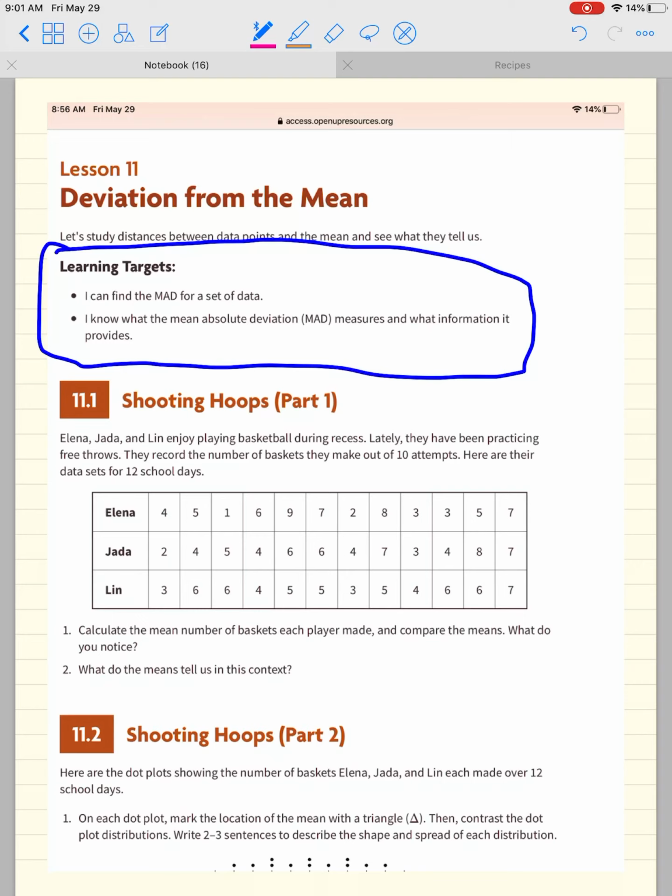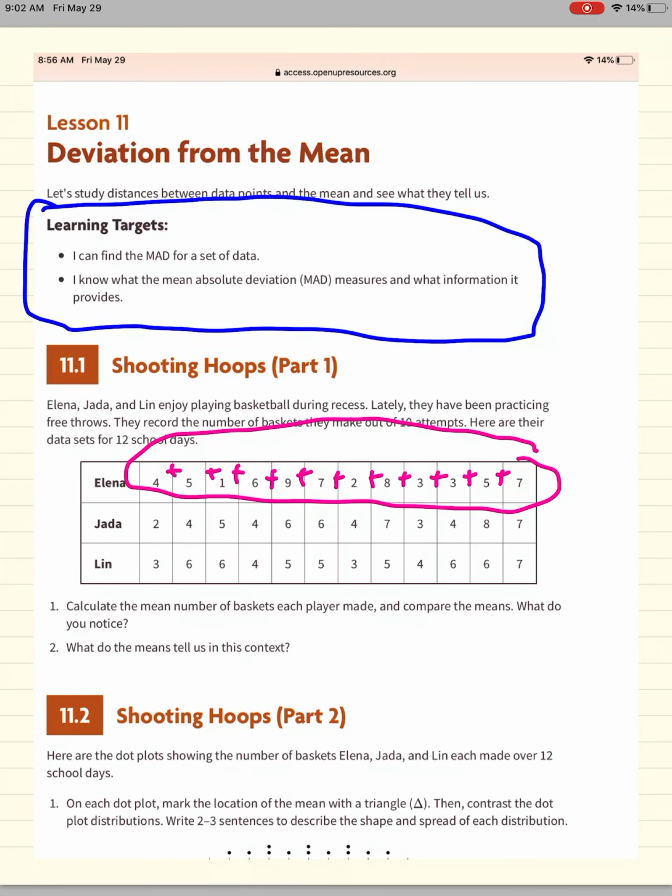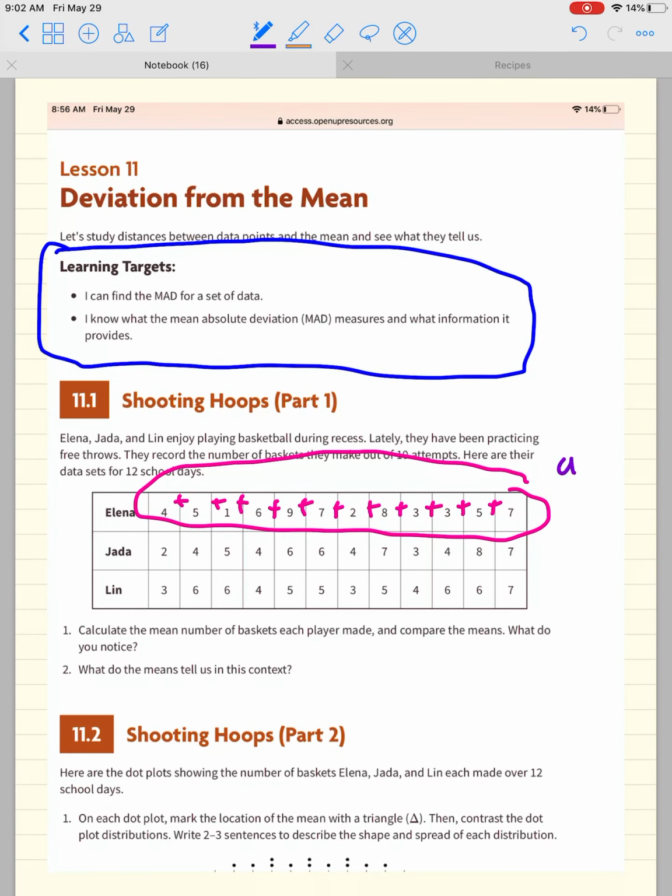First, you need to add up all the numbers. So take Elena's data and add them together. Okay? And then, once you add them all together, you're going to take that number and divide it by how many there are. So, here, I'm going to write the steps on the side. Add all numbers, and then divide by how many numbers there are.